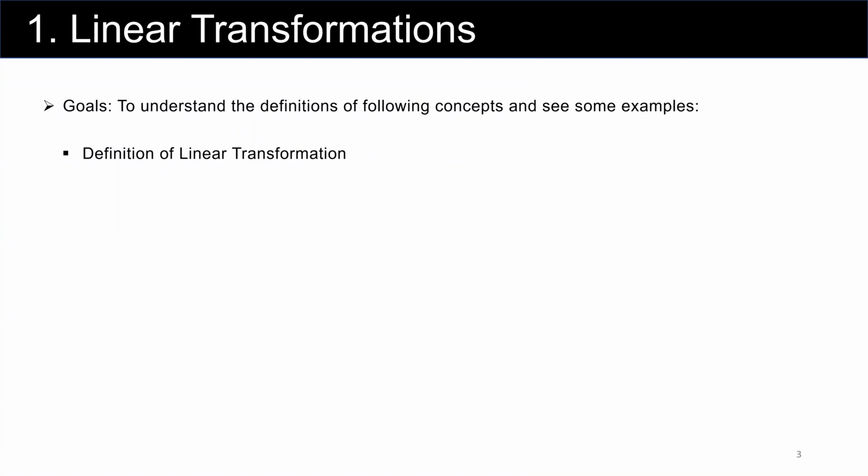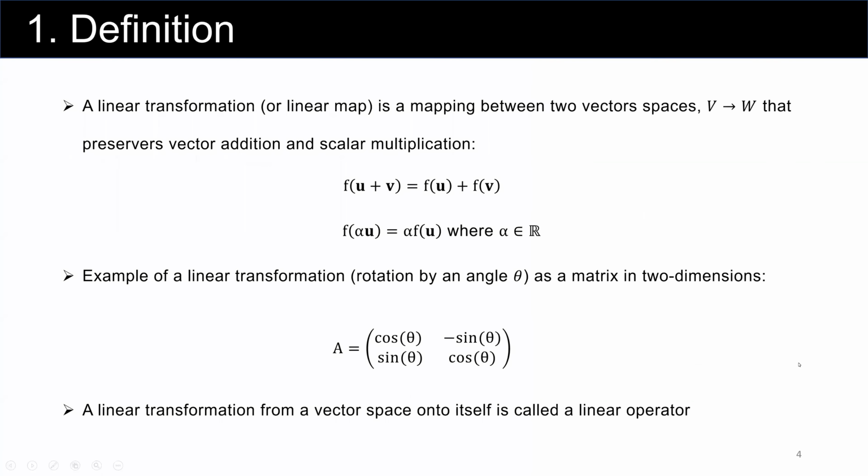The goal of part one is to understand the definition of linear transformation. A linear transformation or a linear map is a mapping between two vector spaces, from vector space V to vector space W. Note that the dimension of these two vector spaces are not necessarily the same. So it could be from n-dimensional vector space to m-dimensional vector space. And it preserves the vector addition and scalar multiplications.